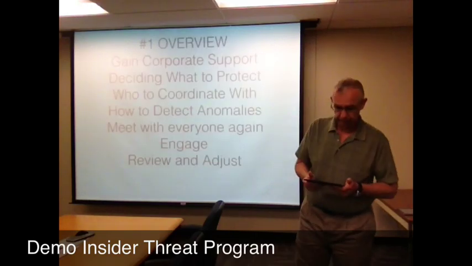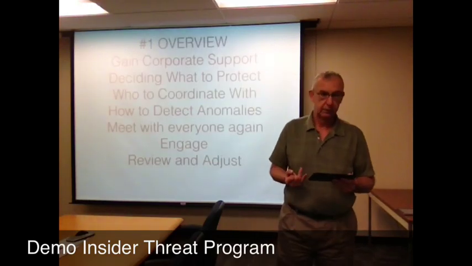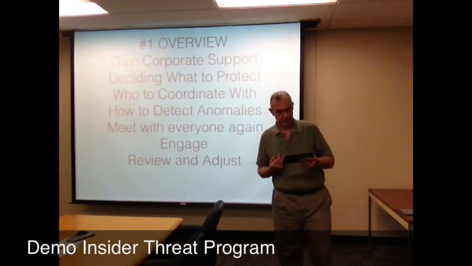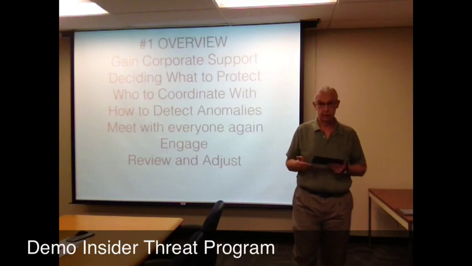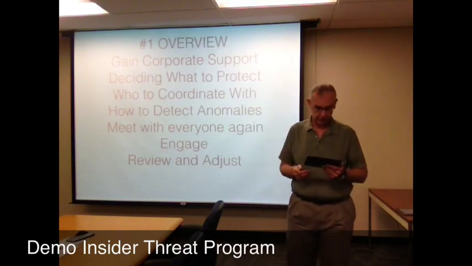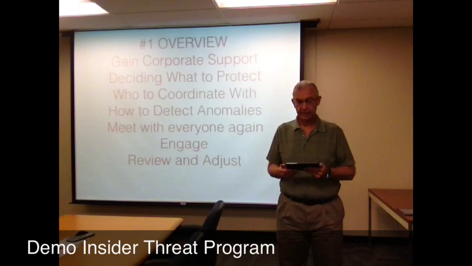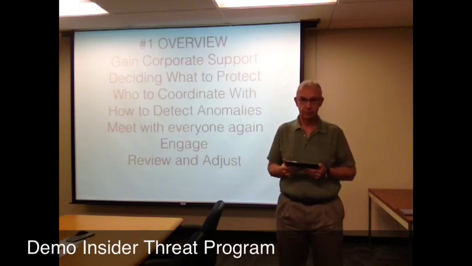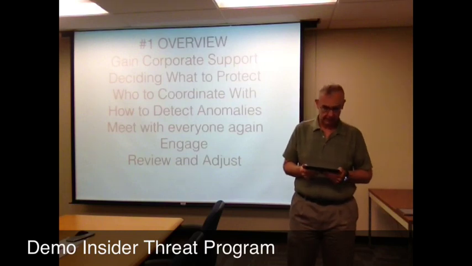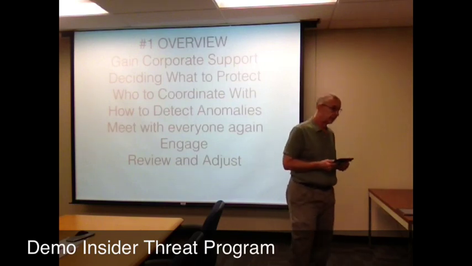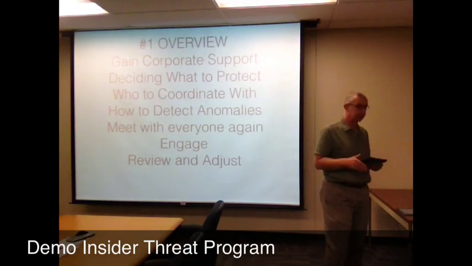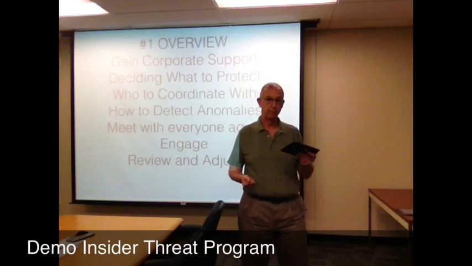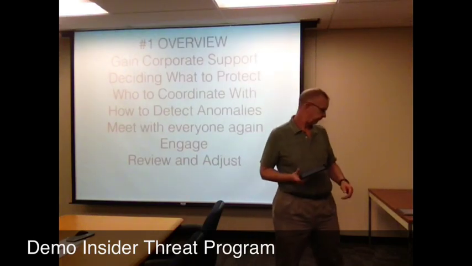So as an overview, you gain corporate support, you decide what you're going to protect, you decide who to coordinate with within your organization and outside your organization, you meet with everyone again, you engage your program, and then you go back, review and adjust, and meet with the CEO and tell him either how successful you've been, how unsuccessful you've been, where you need help, where you don't need help.